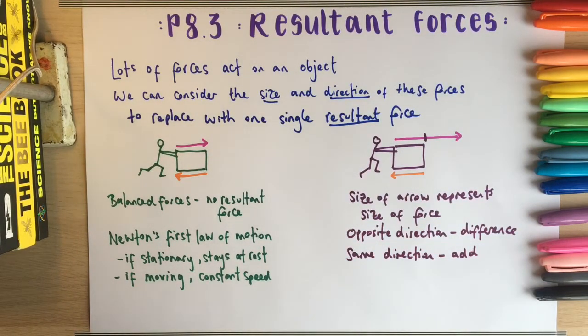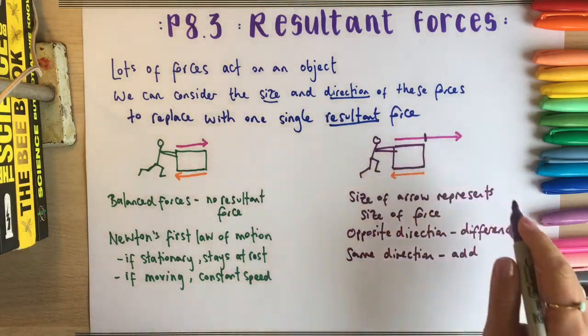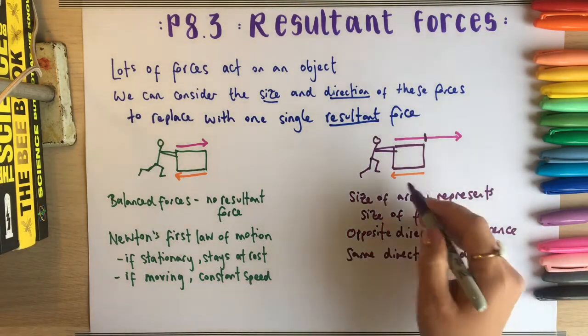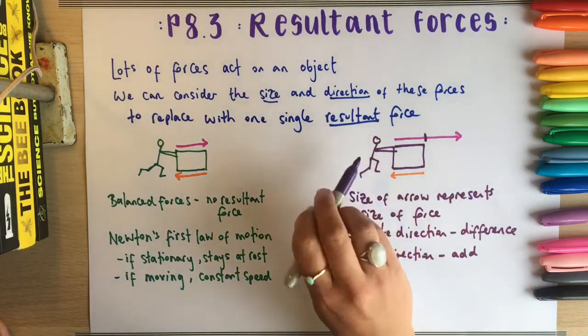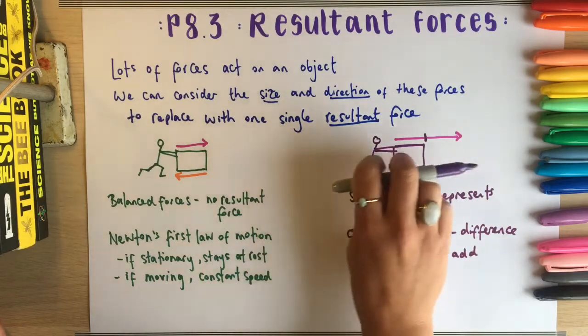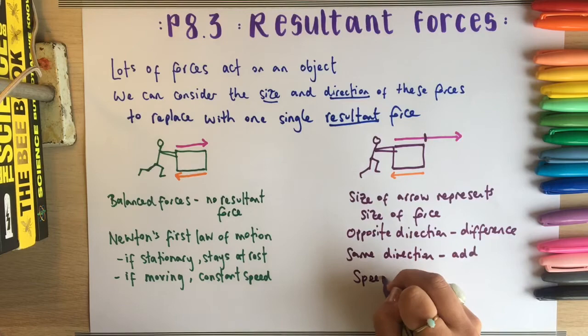Okay, and we can think about what happens with the motion for this box as well. So in this case, this box would be speeding up because they're pushing it in this direction and there's a resultant force in the direction they're pushing it. So therefore this box would be speeding up.